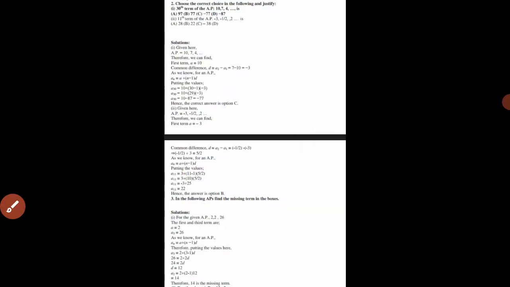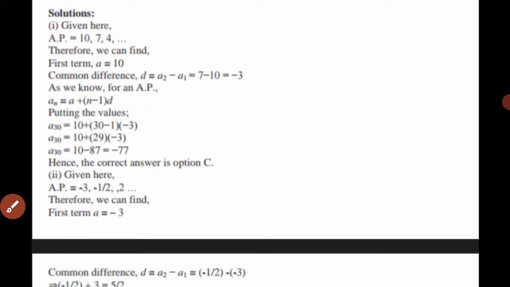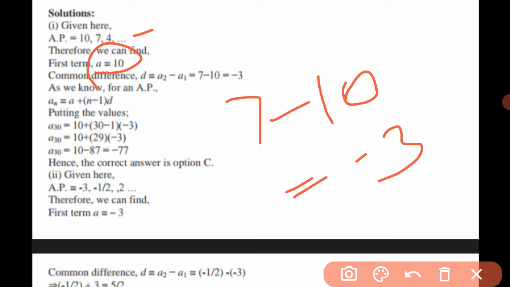Now after this, see the next question. In question number 2, choose the correct choice of the following and justify it. Here we have to find, in the first part, the 38th term of the AP, and the AP is given as 10, 7, 4 and so on. The options are also given: 97, 77, minus 77 and minus 87. In this solution, the AP is 10, 7, 4 and so on, and the value of a, that is the first term, equals 10, and the common difference we will find as 7 minus 10, which is equal to minus 3. So the common difference d will be equal to minus 3.